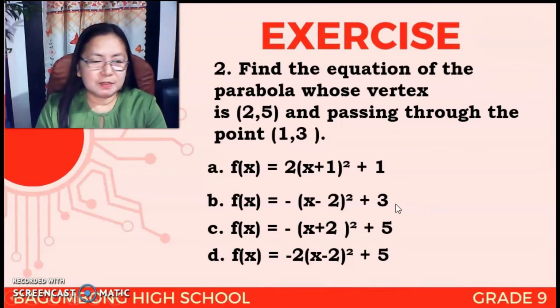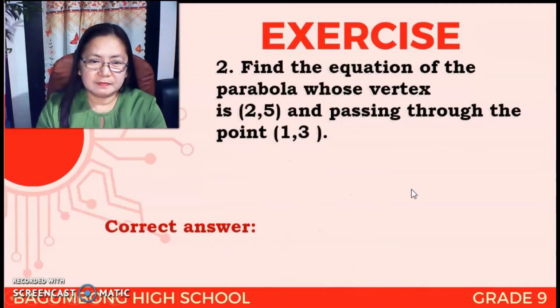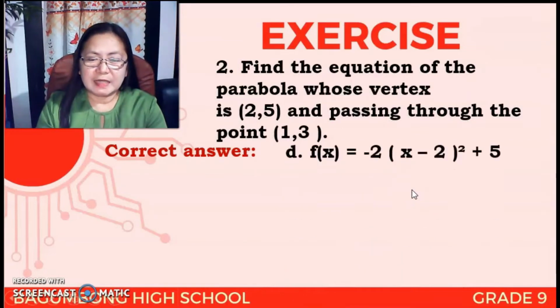Okay, I think time is up. Okay, so what is the correct answer? Okay, the correct answer is letter D. So, the value of H is the opposite of this, positive 2. Okay, and the value of K is positive 5. Let us verify the result.